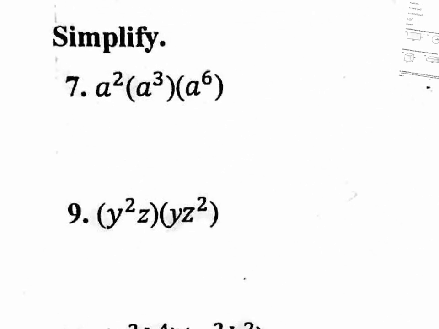So number 7, notice that we do have parentheses, but there are no exponents on the outside of the parentheses. So you don't have a power to a power. So there is no exponent to distribute in there. So you could just rewrite it without the parentheses. So you really just have the a squared out in front, the a to the third, and the a to the sixth. Now rule 1 says that if you're multiplying terms with the same base, all you have to do is add the exponents. So when you do add, the 2 plus 3 is 5 plus 6, that is 11. So your answer is a to the 11th power. That should be your answer for number 7.